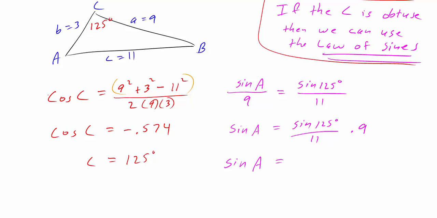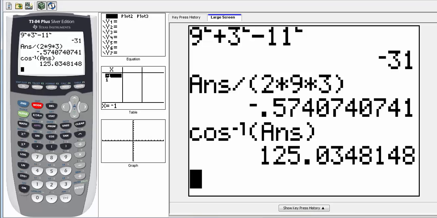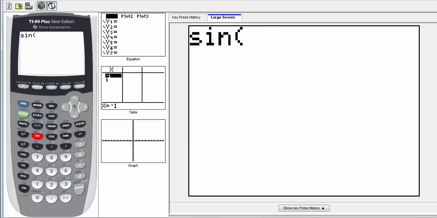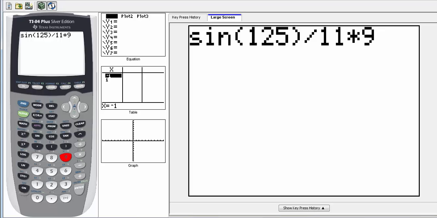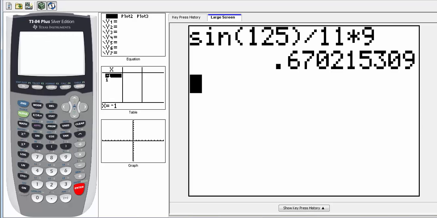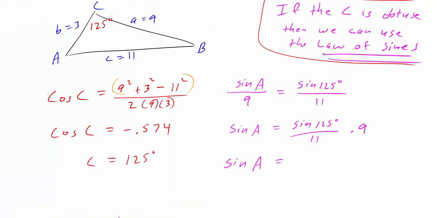And if we go to the calculator here, we would take the sine of 125 degrees, close parentheses. We want to divide that by 11, then we're going to multiply by 9. Notice because I didn't put parentheses here, it's actually going to divide the sine of 125 by 11, then multiply by 9, and we end up with 0.670.